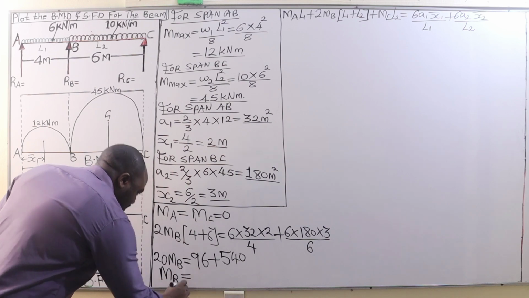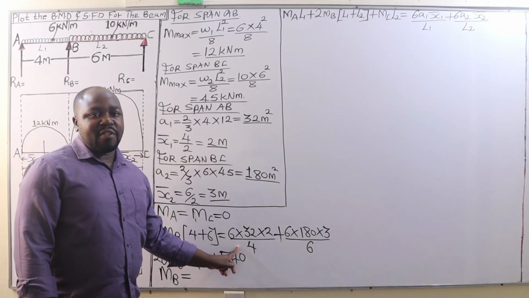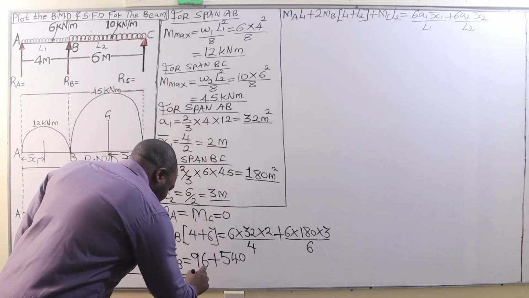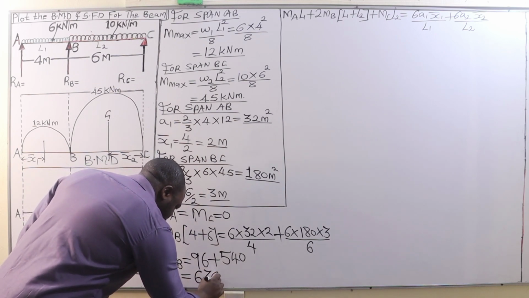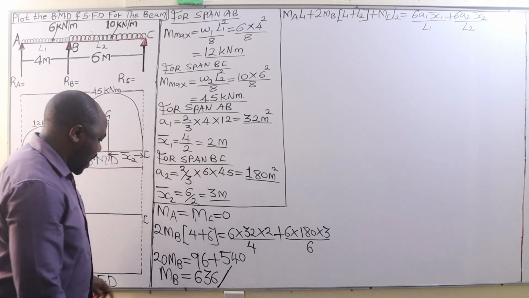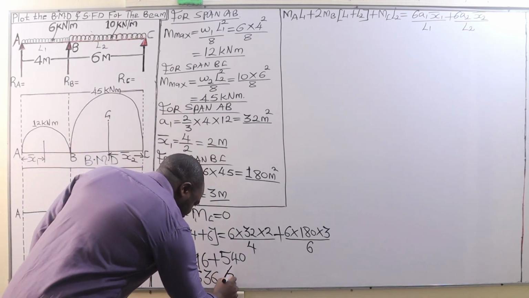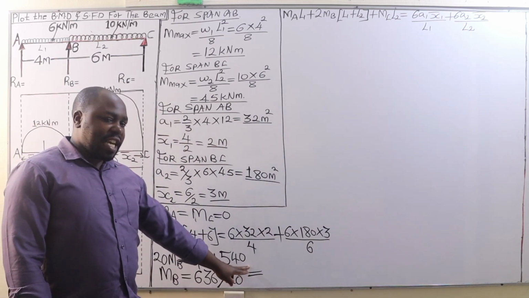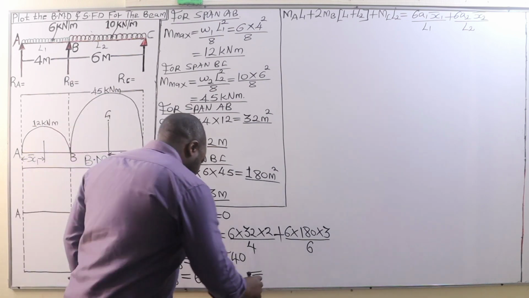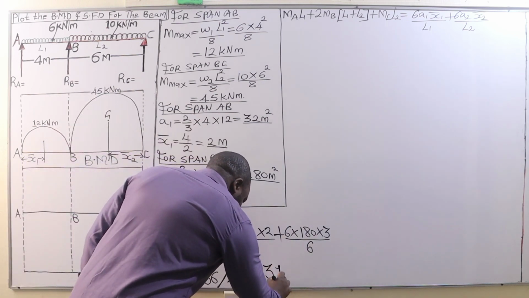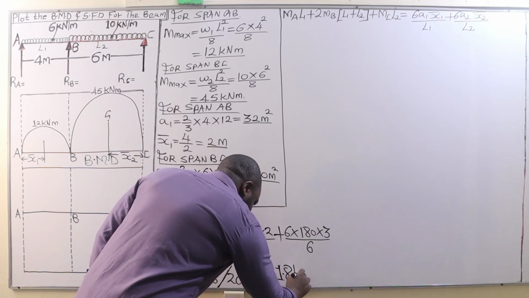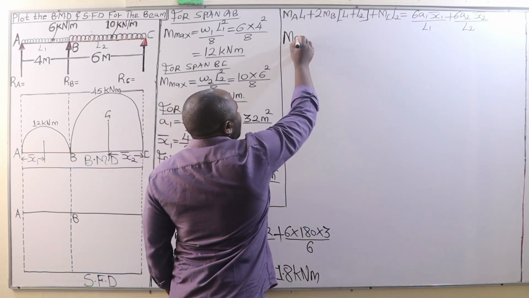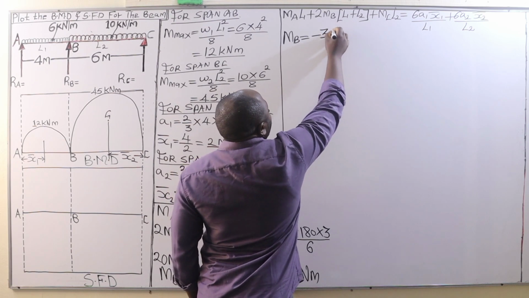MB will be given by 96 plus 540, that is 636. We divide by the 20 that we got here, and that gives us a bending moment of 31.8 kilonewton meter. So we have the value of MB, and in this case MB is going to be negative 31.8 kilonewton meter.